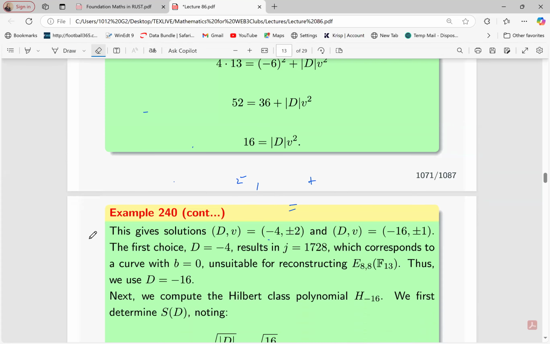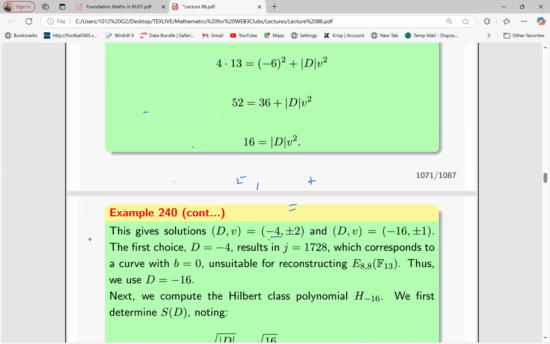Now, let's take the first scenario where D is -4. And then, what is J? Again, we will use a code. We will use our code to find what J is. Now, when you use the code, you will find that J is 1728.